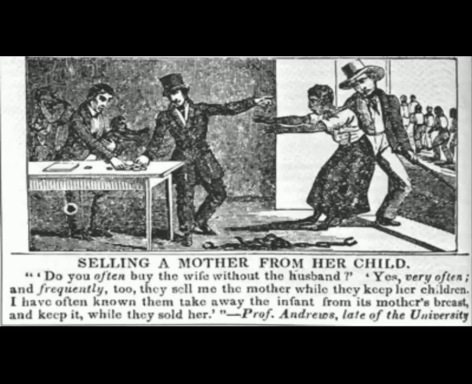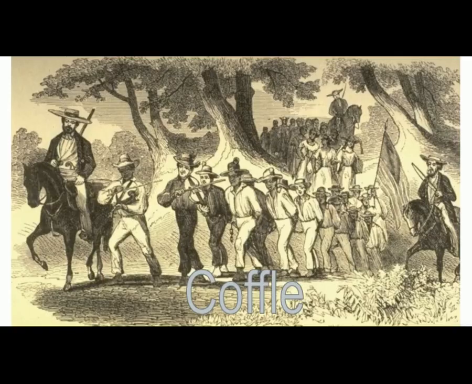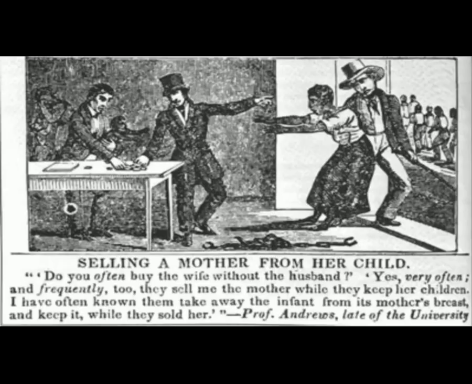One of the examples, by the way, of how they would trade people is what is known as a coffle. Basically, they would take all the slaves for slave auction and walk them sometimes hundreds of miles to the slave block. If you notice, this is the selling of a mother from her child, and you can see she's being separated from the husband and they're being separated apart. You can see where it says right here, I have often known them take away the infant from its mother's breast and keep it while they sold her, as that transition of moving apart.